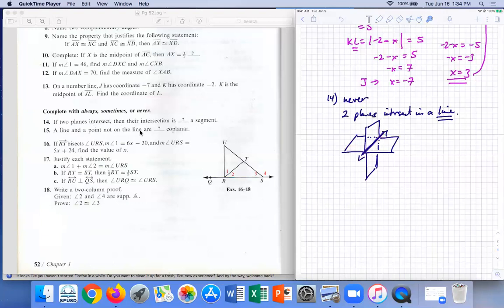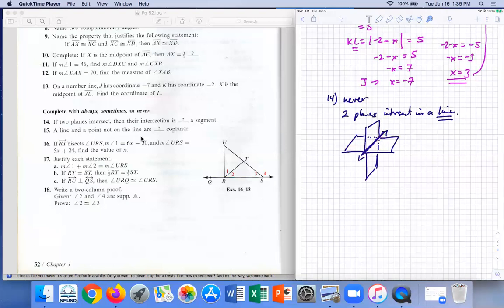All right. I guess the question would be, two planes intersect sometimes, always, or never in a line. If it doesn't say that the planes intersect, that would be sometimes, because it could be two planes that don't intersect, right? So if it doesn't tell you that the planes intersect, you can say two planes always, sometimes, or never intersect in a line, right?